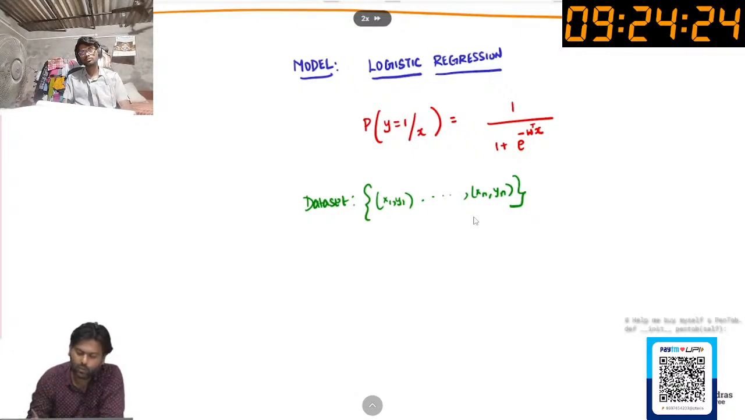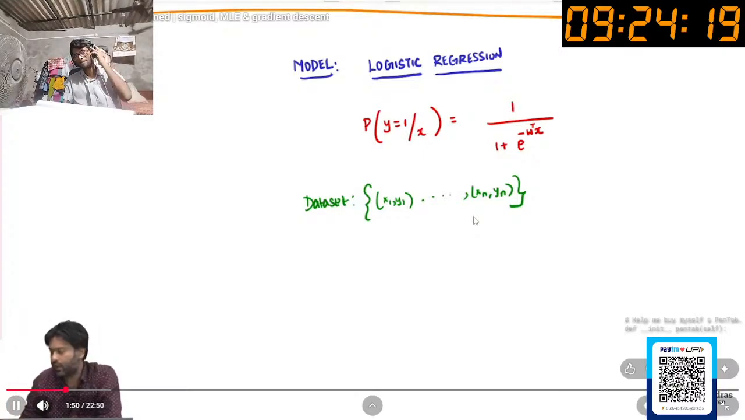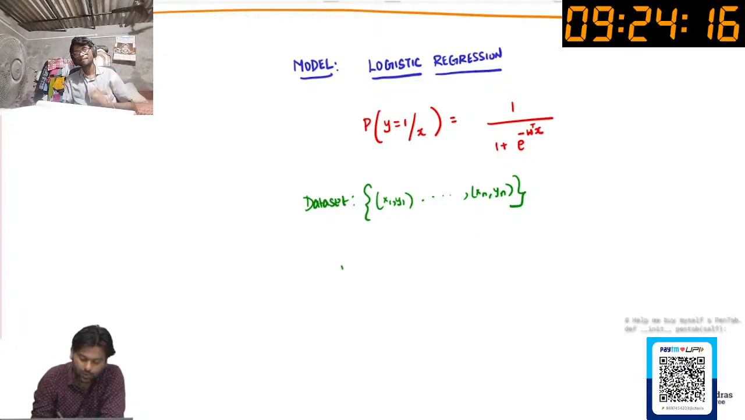Now the question is how to find w, right? We are assuming a model which depends on a parameter w. We have data, so we can estimate w. And how do we find w?